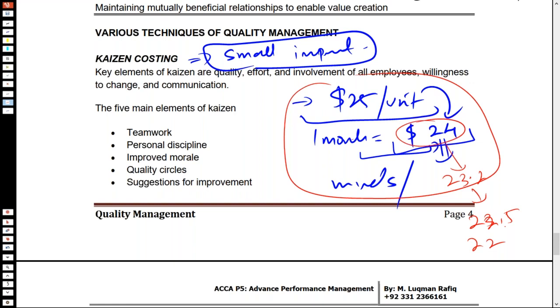When we talk about Kaizen costing, that is something you would have to consider. Now, let's move a bit forward and discuss further. How is this possible? This is possible with respect to these 5 elements. What are these 5 elements?